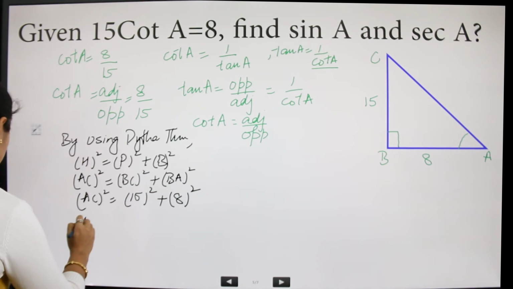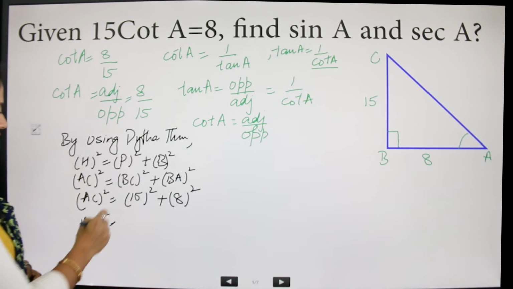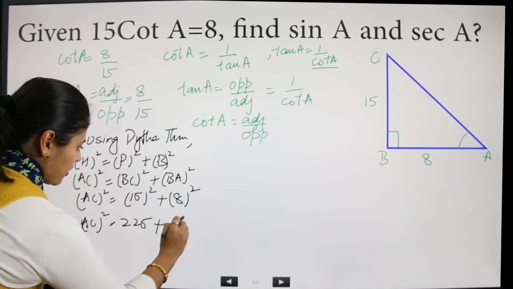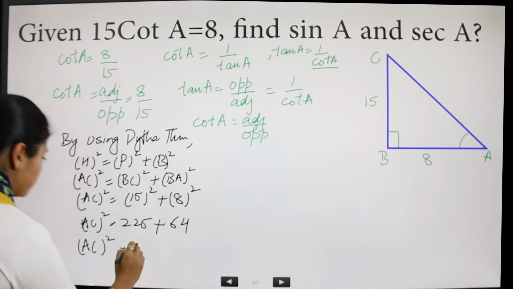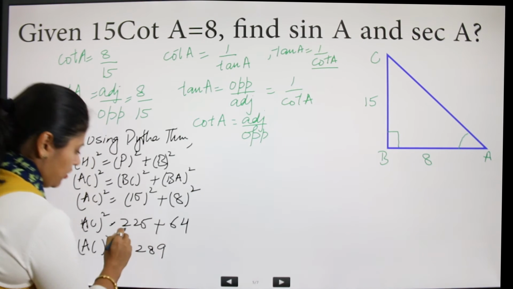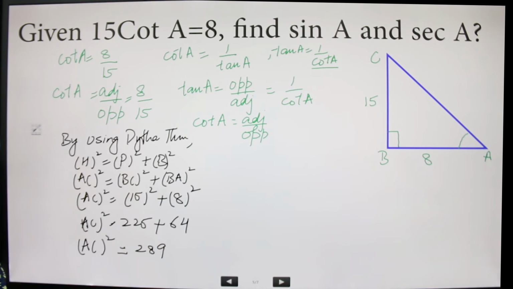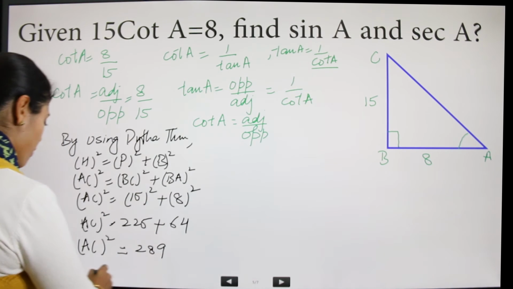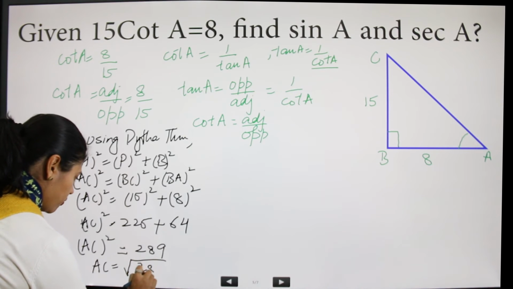So AC whole square is equal to 15 into 15, which is 225, plus 8 times 8, which is 64. You're going to add the values. AC square is equal to 289. Now take the square to the other side. When the square goes to the other side, it becomes a square root. So AC is equal to the square root of 289.